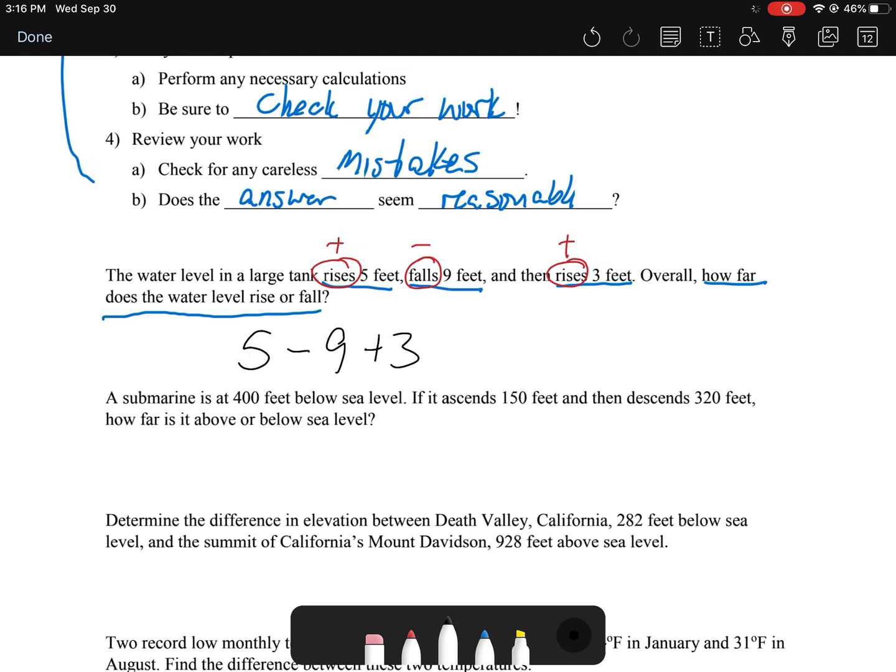Now you just went over order of operations yesterday. You can start off by doing LCO here, plus minus. So I have 5 plus negative 9, which would be negative 4. I'm still needing to add 3 though. Negative 4 plus 3 is negative 1. So now it says at the end, how far does the water level rise or fall? My final answer can be water level falls 1 foot. That's a pretty good answer at the end.